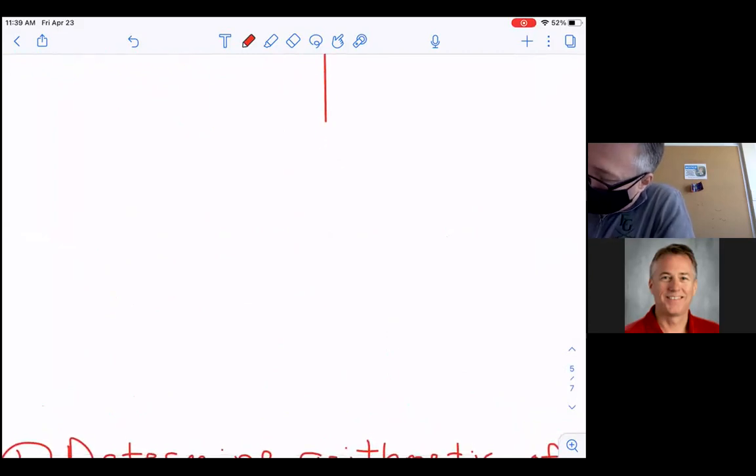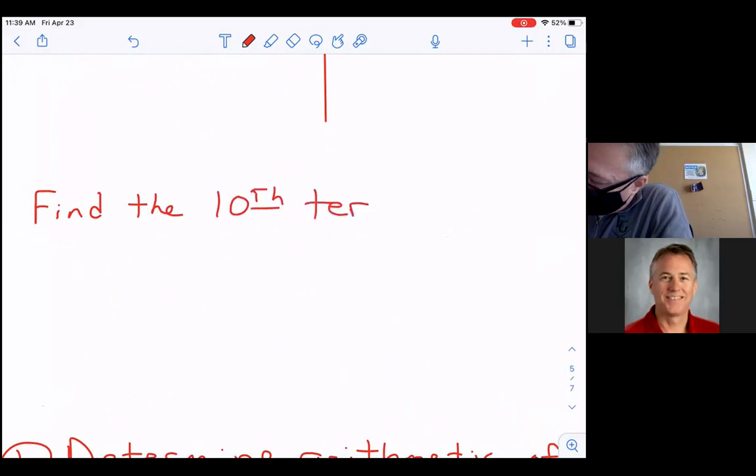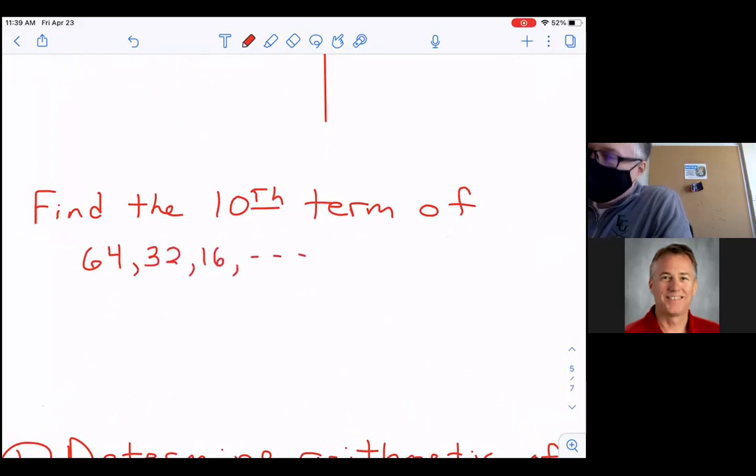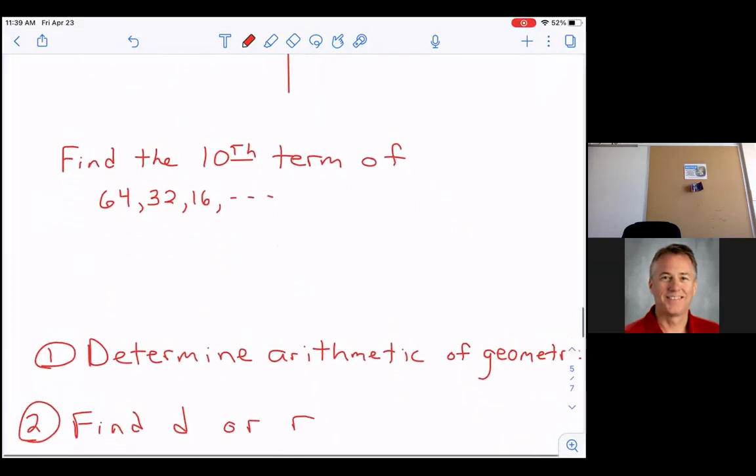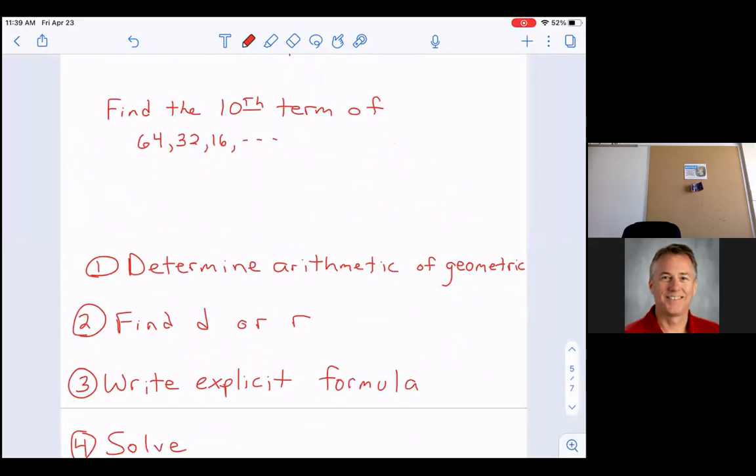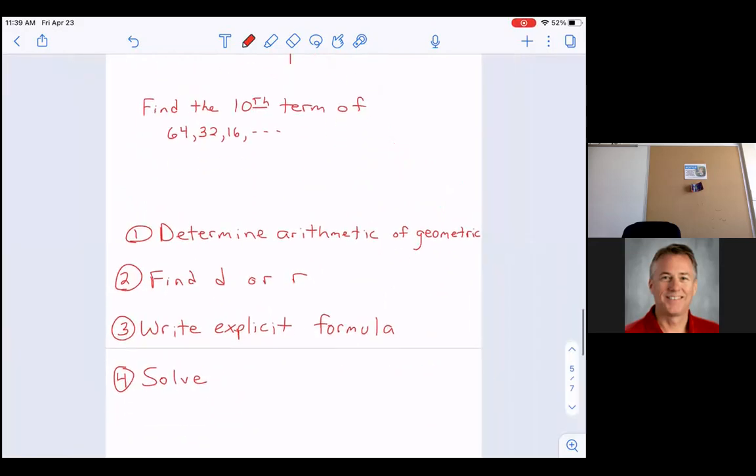All right, let's find the 10th term of this sequence: 64, 32, 16, and so on. So we're trying to find the 10th term. So let's follow our 4 steps. First, let's determine if it's arithmetic or geometric.